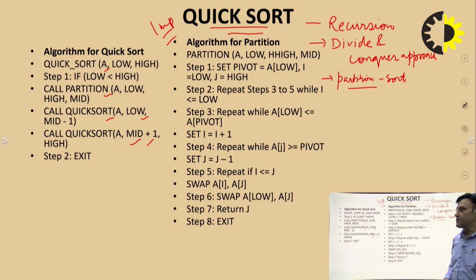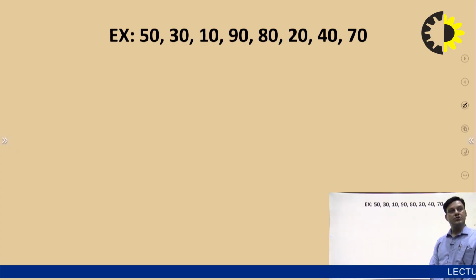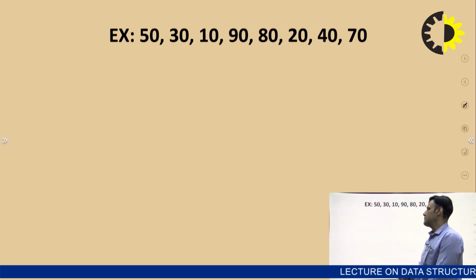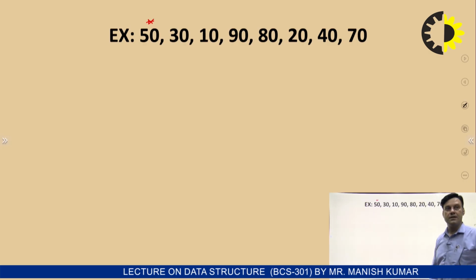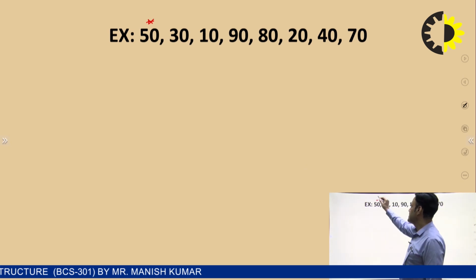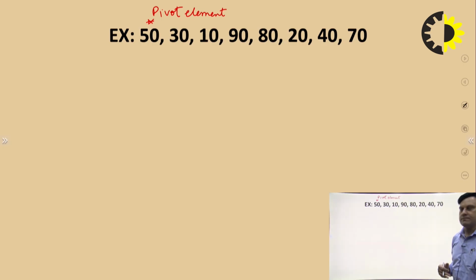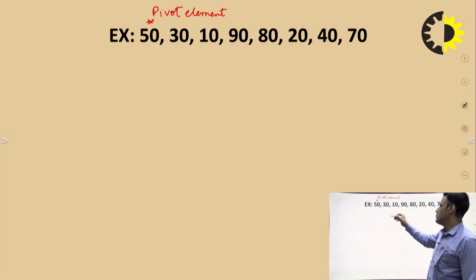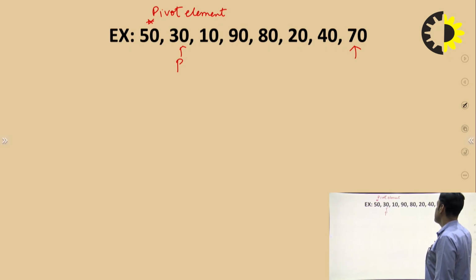I am explaining it with the help of an example. For example, we have these elements. So for quick sort to run, we will consider one element as a pivot element. Let us consider this element as a pivot element. Pivot element means an element with which we are going to compare our values. For example, this is my P and this is my Q.